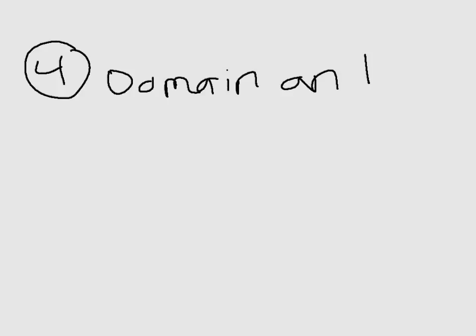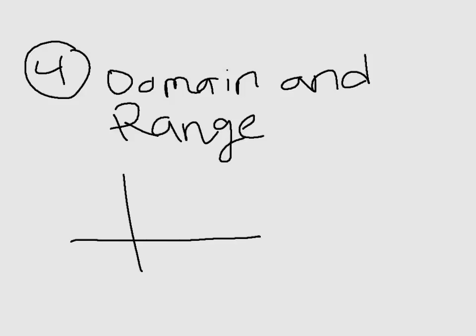And the fourth thing that you should also know is their domain and range. And you're probably wondering, what is domain, what is range? Well, if you remember, domain is basically looking at all the possibilities of x. So we're looking at all our x values. Let's say you have a parabola like this, and this is the x and this is the y.